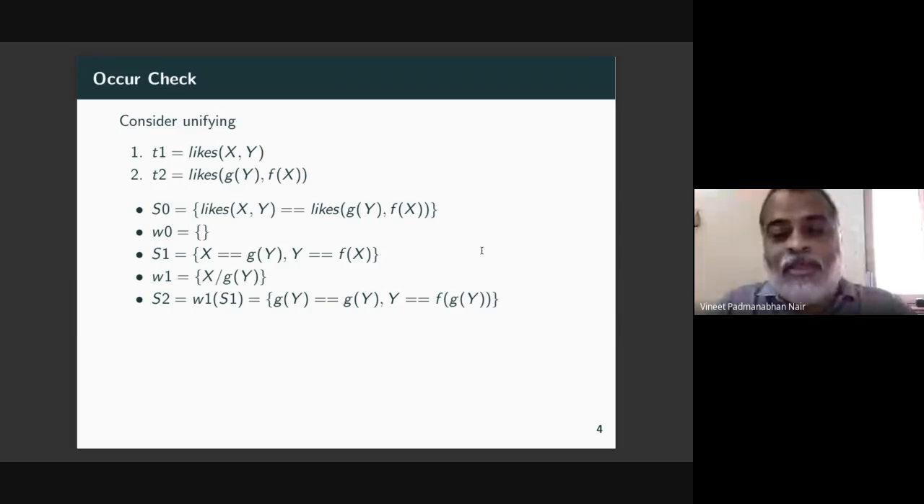Now, can anybody tell me what could be the end result of this unification? X is replaced with g of y, so you get g of y is equal to g of y in the first term, and y is equal to f of x. X you replace with g of y, so you get y is equal to f of g of y.